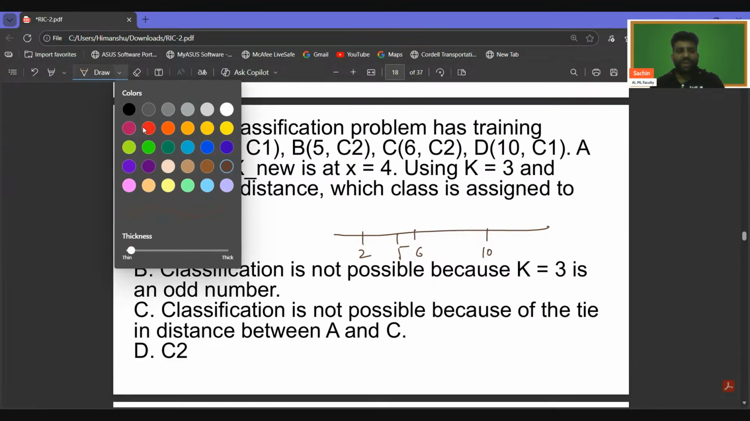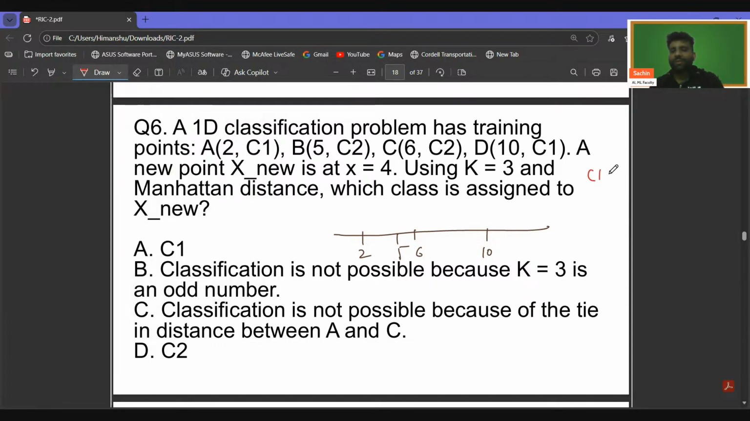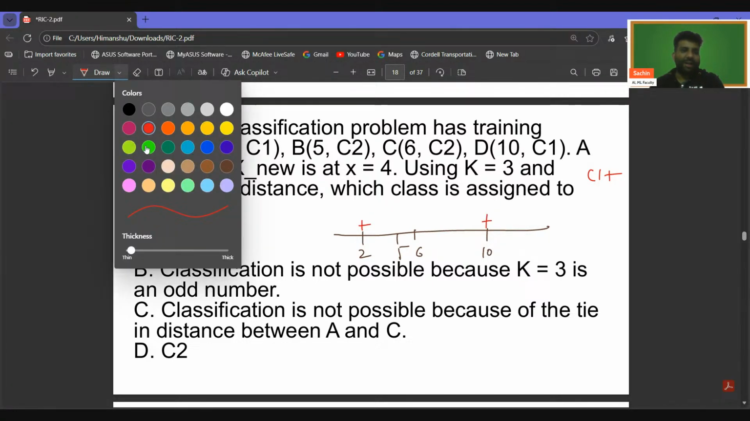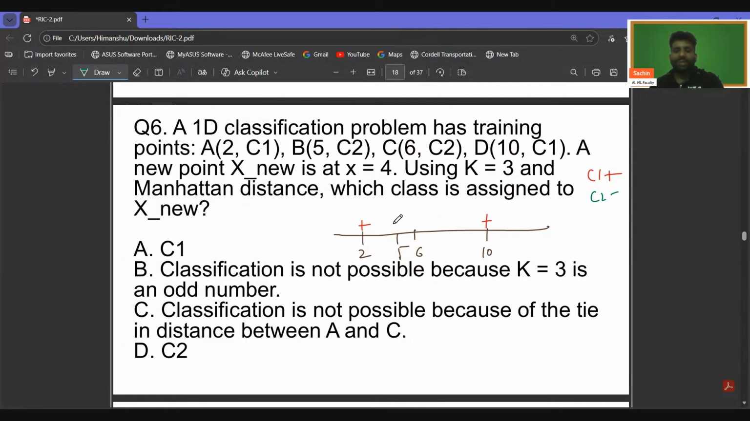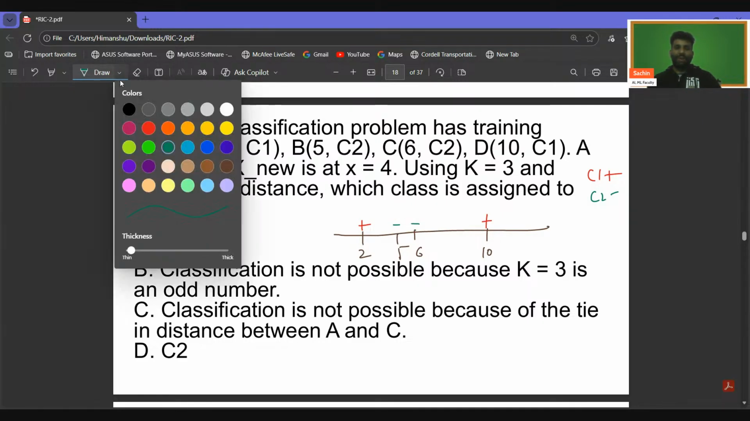If I just write it down, let's suppose C1 is positive. So this is positive, this is positive, and I would say C2 is negative. So in that case, this is negative, this is negative. We are using Manhattan distance. Which class is assigned to X new, where X new is actually the 4th data point? I'm looking for what is going to be the class for this particular data point over here.